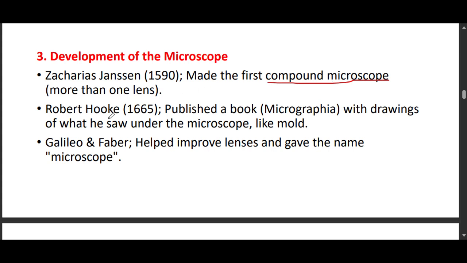Then Robert Hooke published a book, Micrographia. This Micrographia had drawings of what he saw under the microscope, like mold. Then we have Galileo and Faber. These ones helped improve lenses and gave the name microscope.